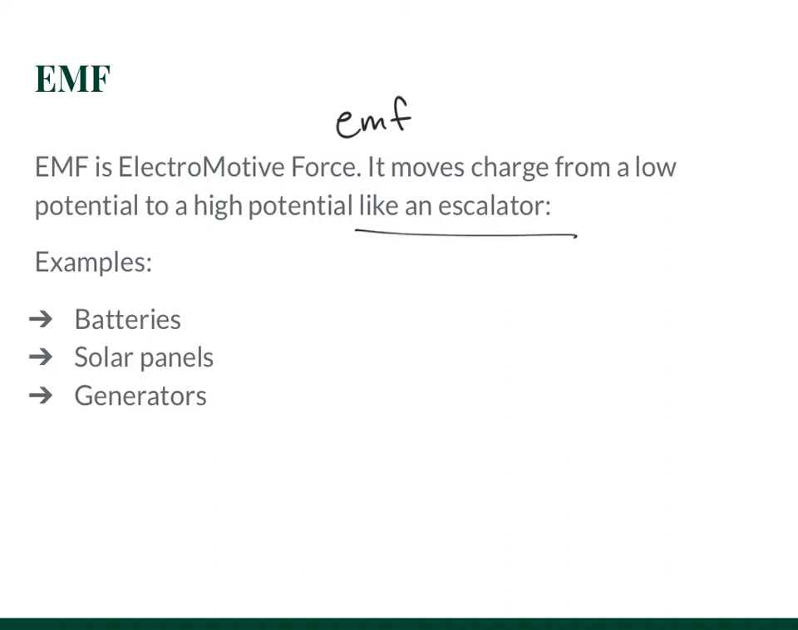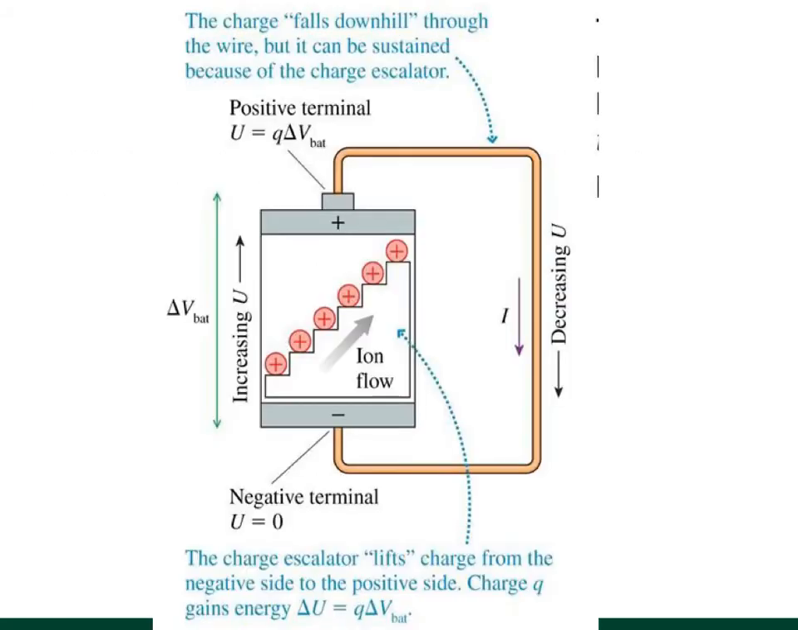And here it says like an escalator. I'll show you a picture of that in a minute. Some examples that provide EMF are batteries. Batteries are what we're going to be dealing with most of the time, but this could also be provided by solar panels or generators.